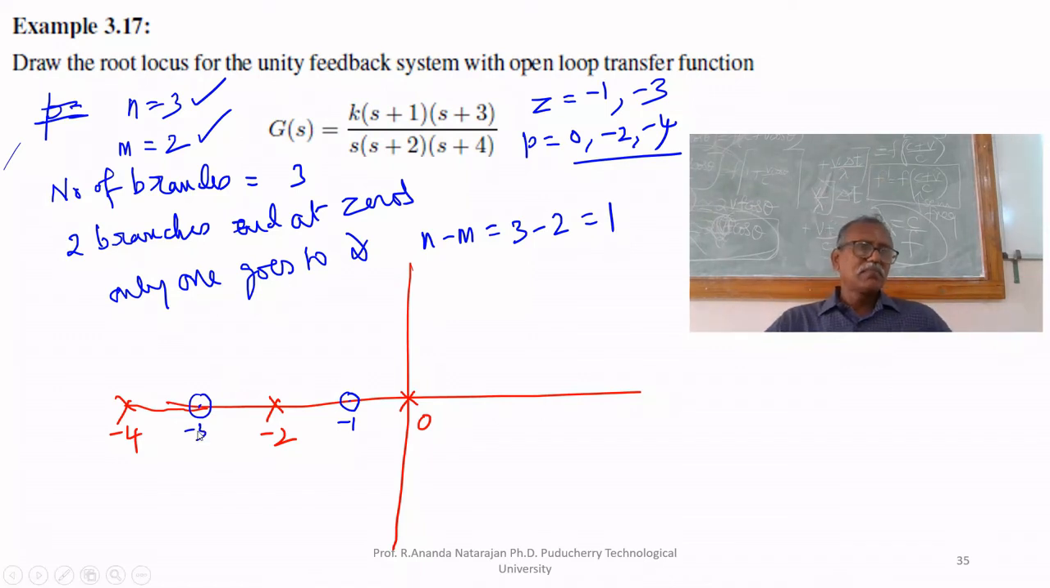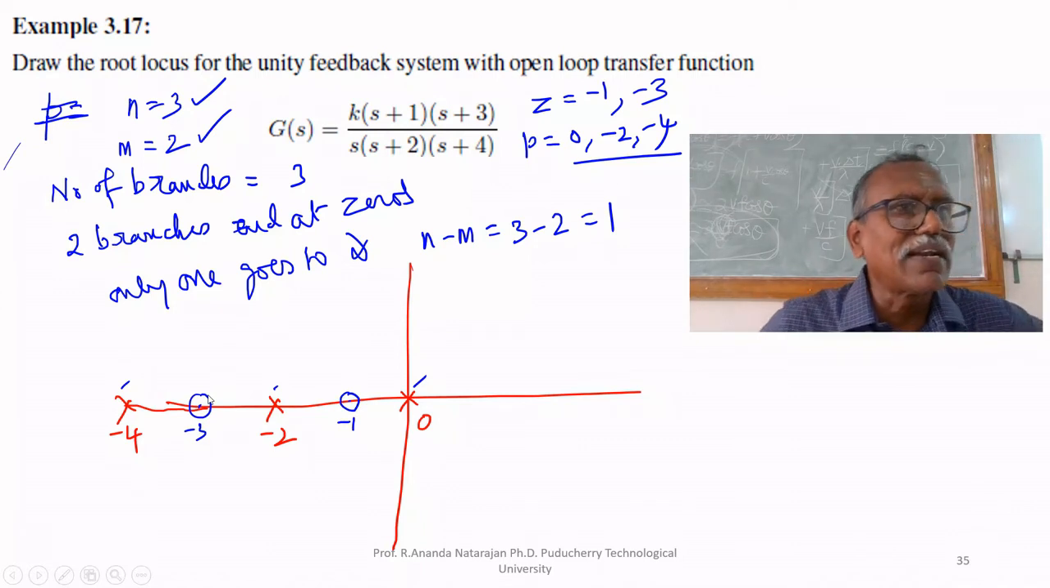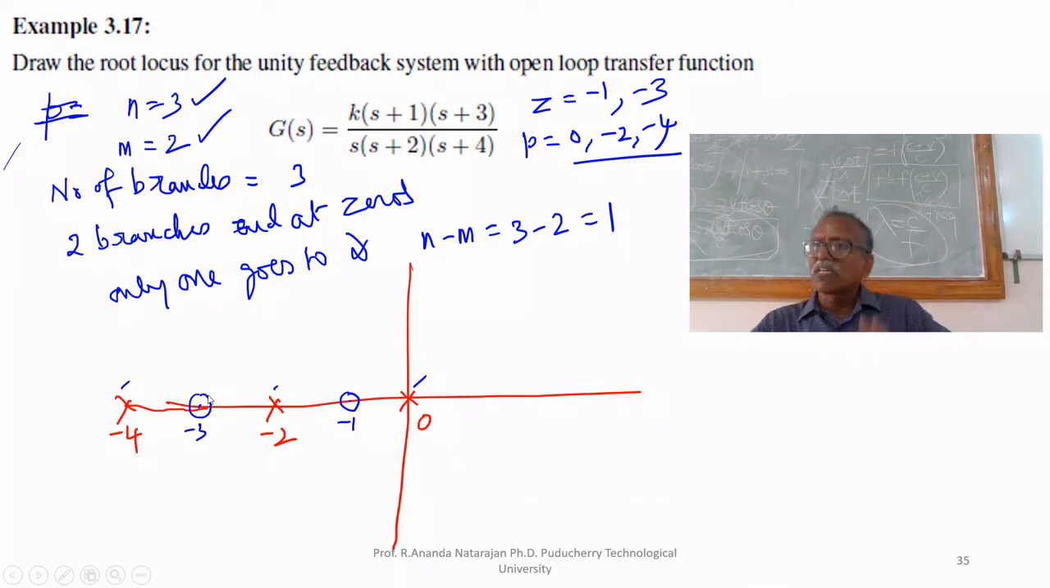That's all. Now we have to apply the third rule. The second rule says root locus branches start at open loop poles. So this is one starting point, this is another starting point, and minus 4 is another starting point. Where will they end? One root locus branch will end at minus 1, another will end at minus 3, and the third will end at infinity. Three root locus branches are there, out of which one will end at infinity.